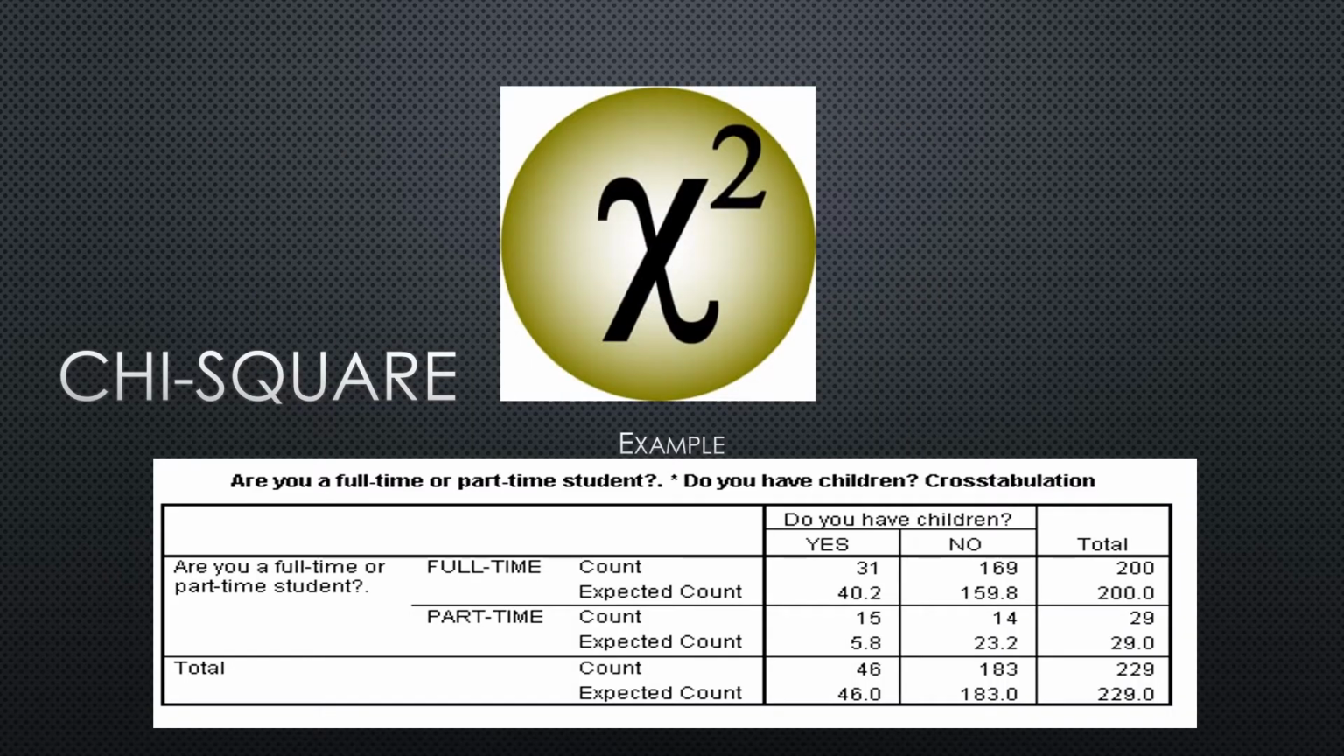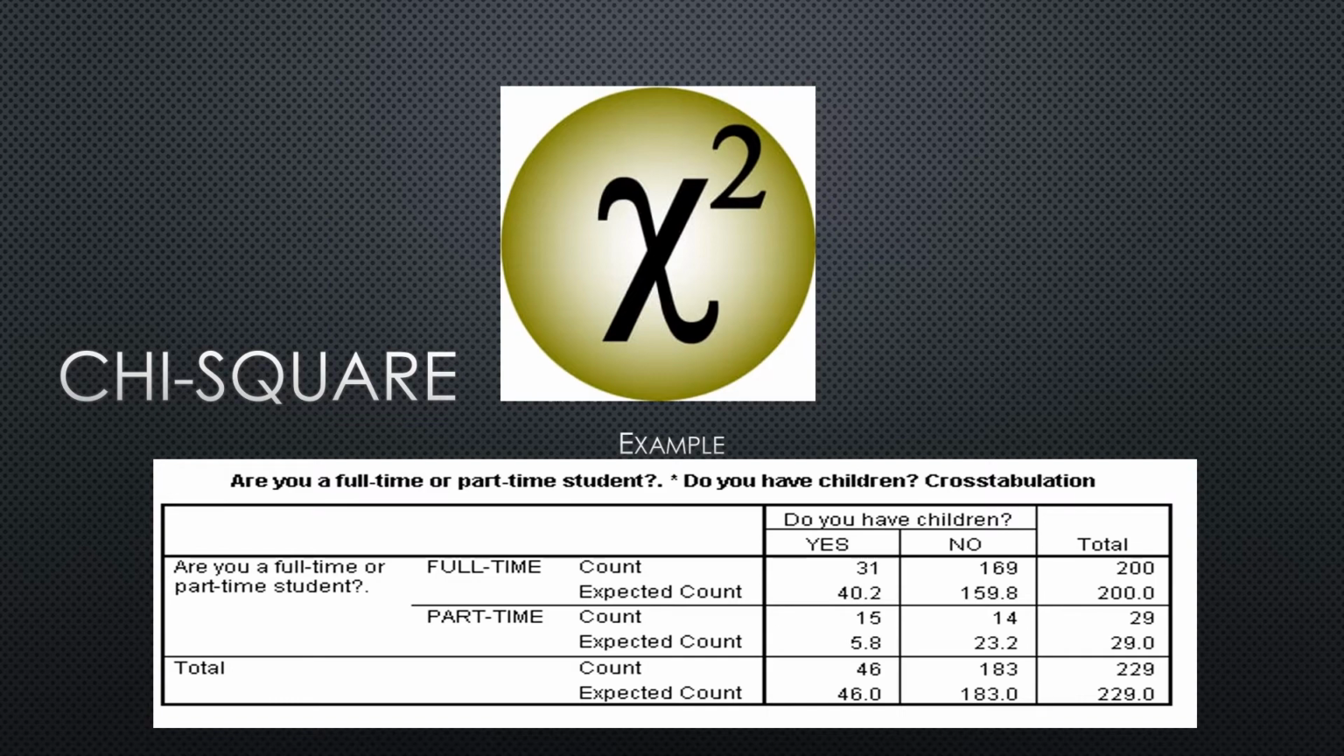Okay, so here's an example right here. Let's say you ask somebody, are you a part-time or a full-time student? Do you have children? The reason this is a crosstabs, because remember, you're crossing the cells. So we have two variables here. Are you a full-time student or a part-time student? So we have full-time and part-time. The idea is you can't be both. Remember, that's what discrete variables are. You're either full-time or you're part-time.